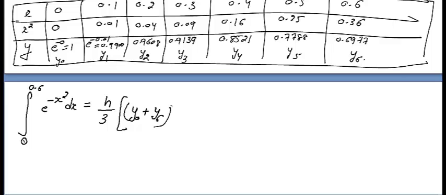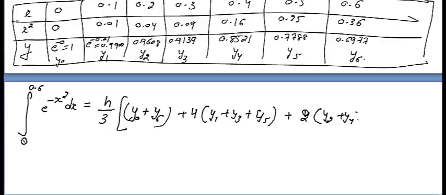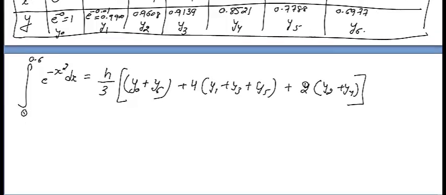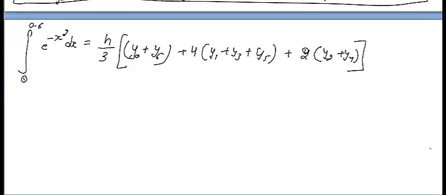Okay. After that you will multiply 4 with all the odd values y1, y3 and y5. And the rest of the even values you will take twice, which means what is left is y2 plus y4. Now we will substitute these values. So what will you get here?